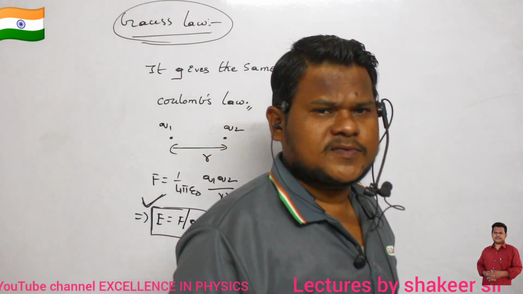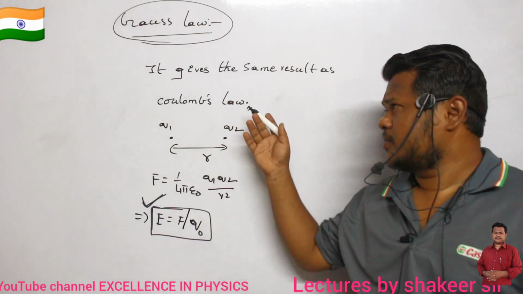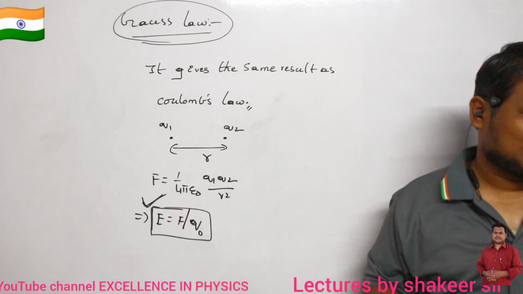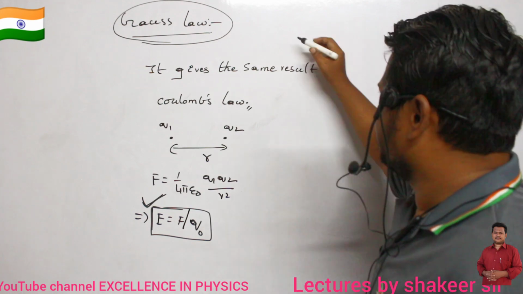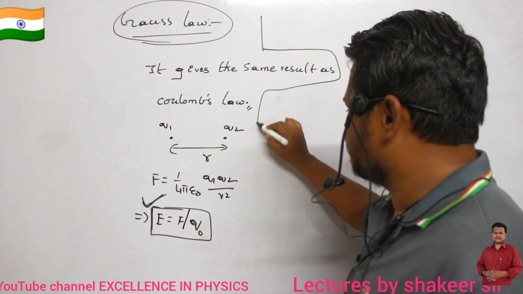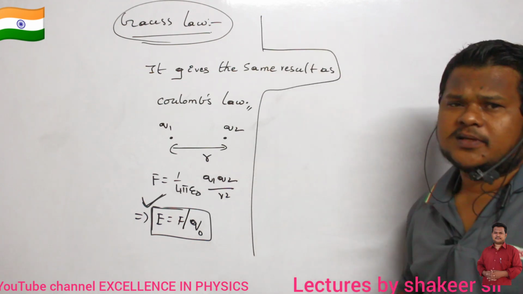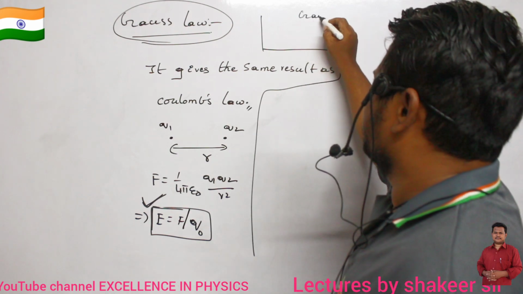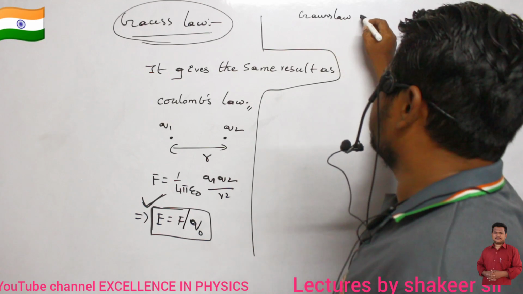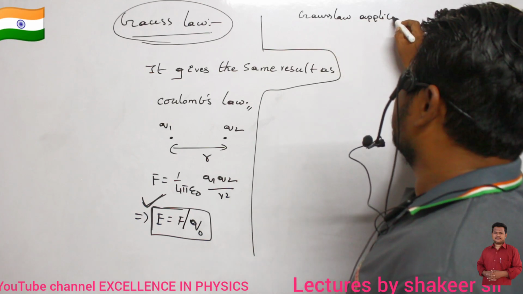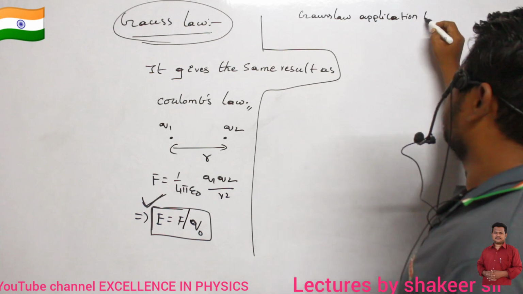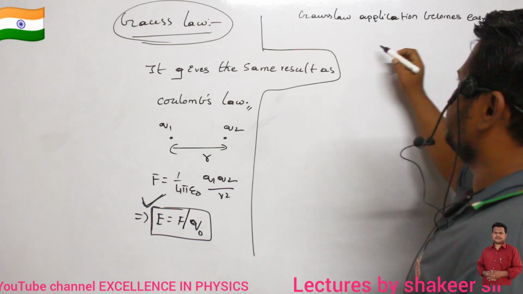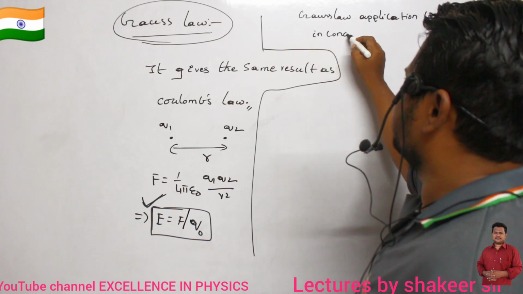Then what is the use of studying Gauss law? Why are we studying this Gauss law? Already we can calculate electric field with the help of Coulomb's law. The reason is that Gauss law application becomes very easy in situations where there is some symmetry. Make a note of this one. Gauss law application becomes easy in conditions of symmetry.